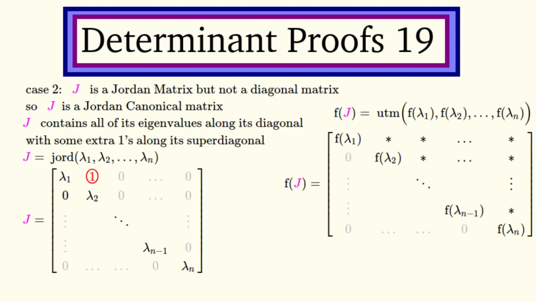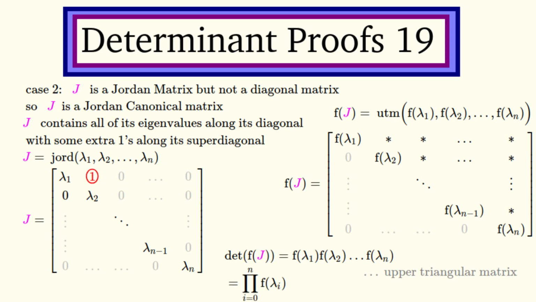So this is how we'd write out f applied to J. It's an upper triangular matrix, and the upper portion of this matrix can have non-zero entries. I've used stars to stand for entries that can be non-zero. And the determinant of an upper triangular matrix is just the product of its diagonal entries, which in this case is this. And then we can write it out using the product symbol like this. So now we've proven part f of this theorem, because there's only two cases.